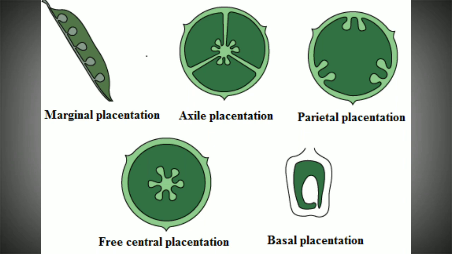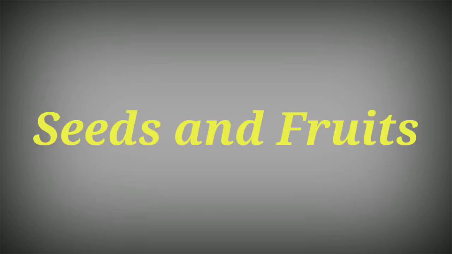And as I have said, the fruits are the outcome of a mature ovary, and the seeds within the fruits are the outcome of a mature ovule. Now let's discuss what seeds and fruits are, and their types. Seeds are the matured ovules within the ovary, and the fruits are the matured ovaries of the gynoecium of the flower.